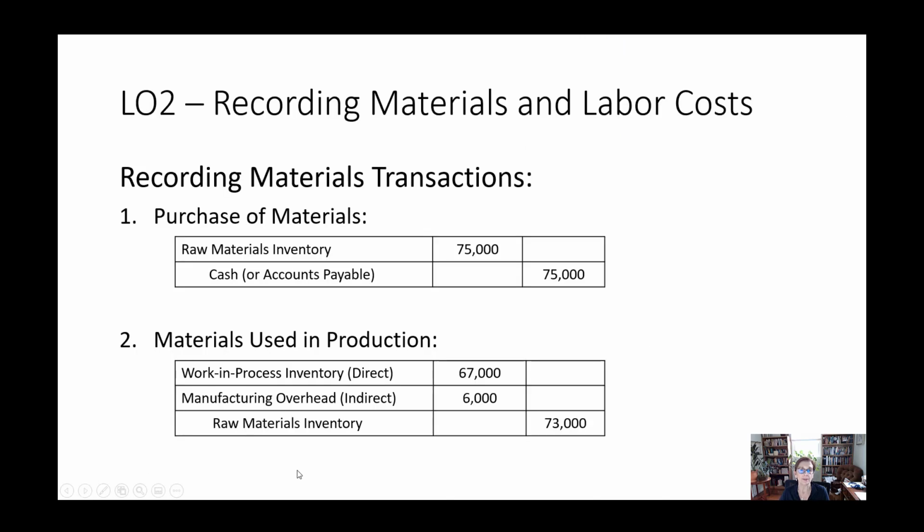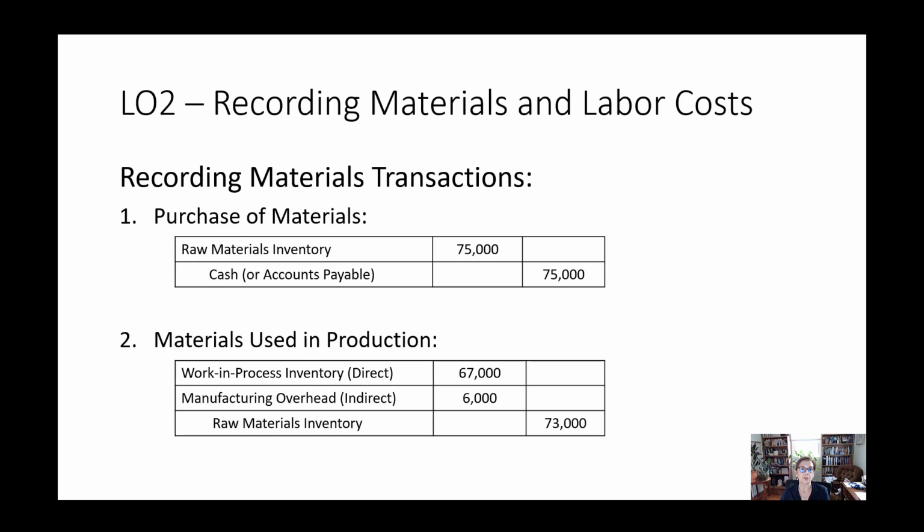So when they buy materials, remember raw materials inventory is an asset account. Recall that assets have a debit balance. So when you increase them, you debit them. So when you buy raw materials inventory, you debit it, and you credit either cash if you paid cash or accounts payable if you're going to pay for it later.